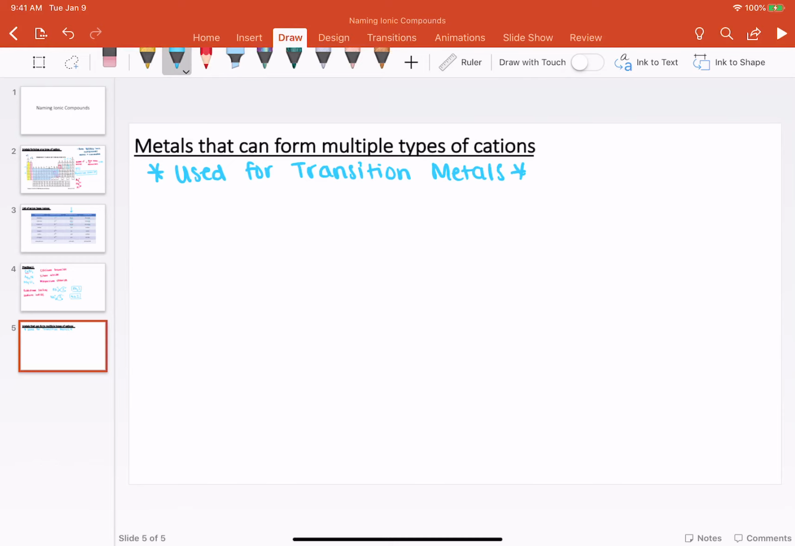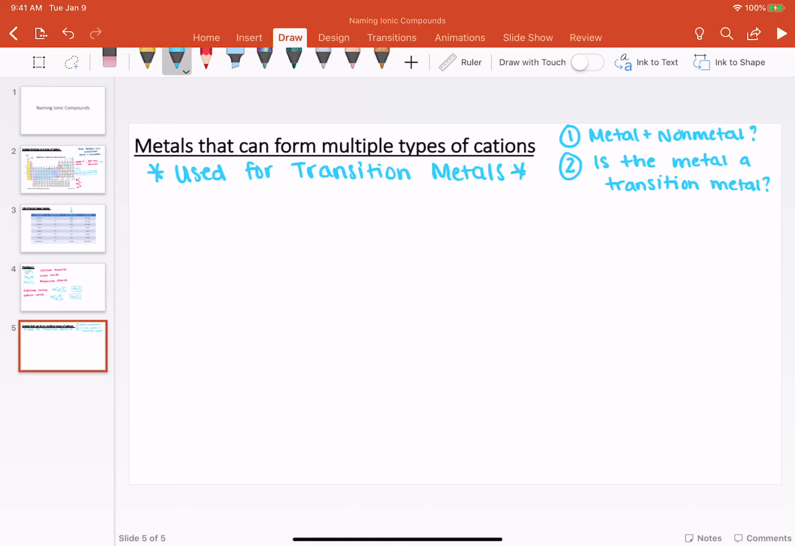So basically, whenever you are trying to name a chemical, I want your first step to be: is it a metal and nonmetal, or is it a nonmetal and nonmetal? If it is a metal and a nonmetal, the second question I want you to ask is: is the metal a transition metal? Because if it is, we're going to have to be much more specific about the charge.